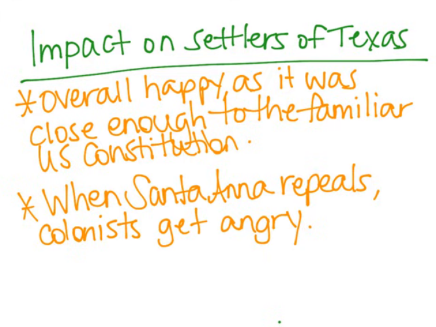What kind of impact did it have on the settlers? Overall, the settlers are actually happy with this Constitution. It's close enough and familiar enough to the U.S. Constitution that Americans that came into Texas were okay with it. Yeah, they didn't like that they didn't have freedom of religion. That was a problem. But many of the people said that they would become Roman Catholic, portrayed themselves to be Roman Catholic, yet they practiced their own religion within their home.